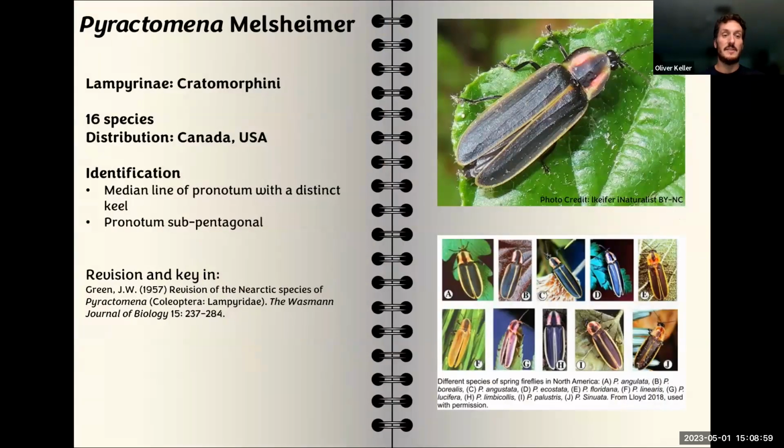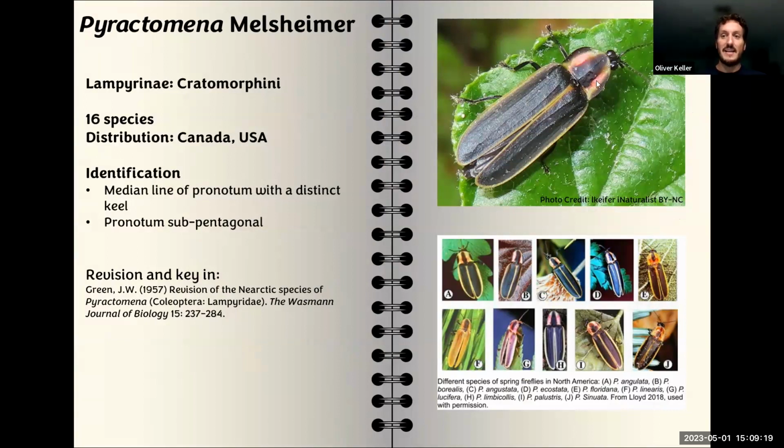Next big genus, this is a bigger one, Pyractomena with an M. There's also a genus Pyractonema, which is only from Chile. So sometimes those get confused because of the spelling. There's 16 species in Canada and the US.